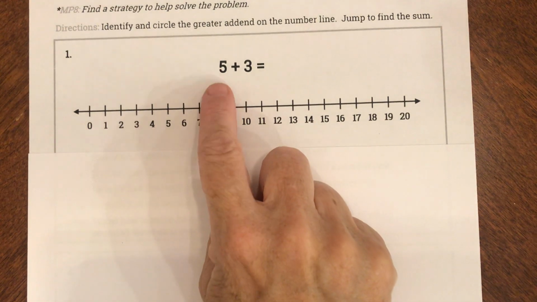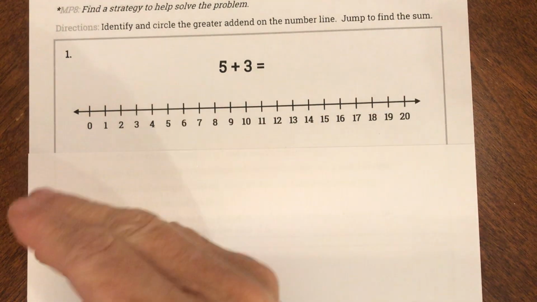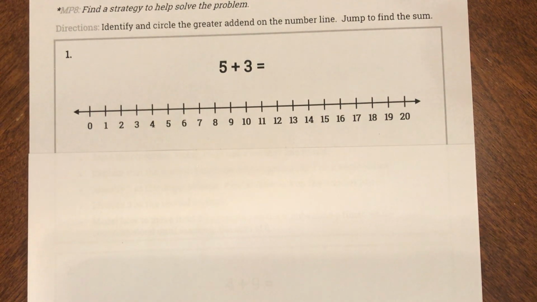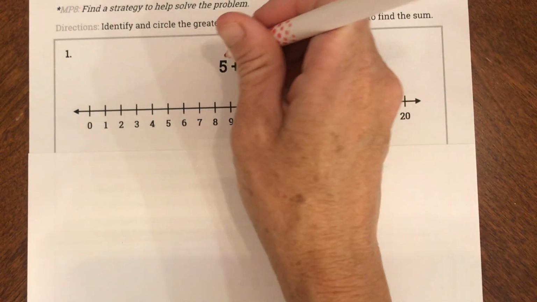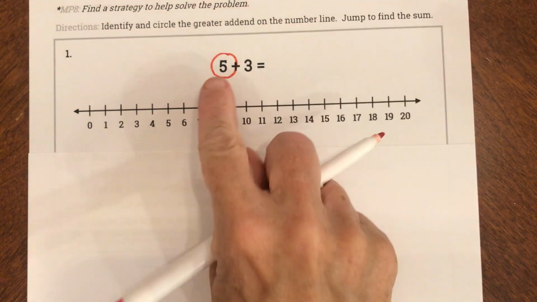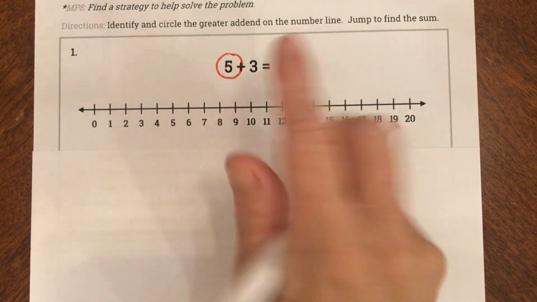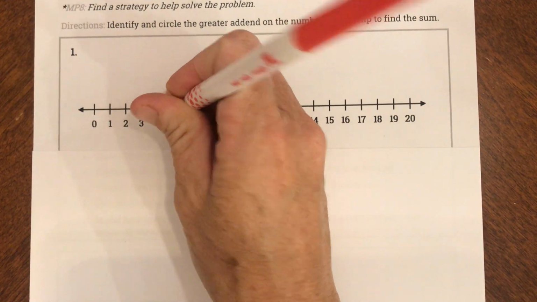So which one's greater, 5 or 3? Remember our alligator? Which one would I grab if I was the alligator, the 5 or the 3? Isn't the 5 the greater one? That's the greater one. So I'm going to circle it, but I'm also going to circle it down here on my number line.